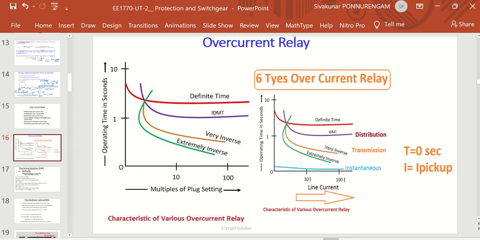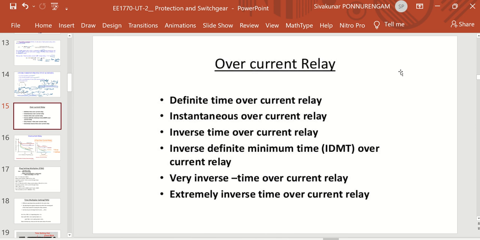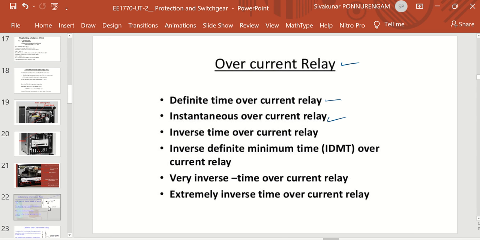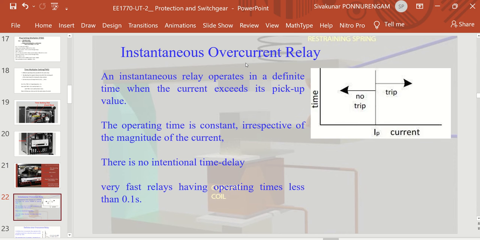Now we are going to see the basic classification of an overcurrent relay. The first one is the definite time overcurrent relay, or the instantaneous overcurrent relay. Let us see what the difference of the instantaneous overcurrent relay is.